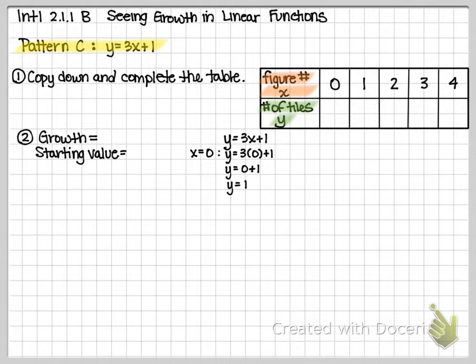Okay, I'm going to color code this a little bit as I go. So that was my first value that I found. That was when x is equal to 0. So I'm going to go back to the table. I'm going to find the table entry where x is equal to 0, and then my job is to fill in the y value that goes with it. So I'm going to plug in y equals 1. Now I'm going to do the exact same thing for the rest of the entries.